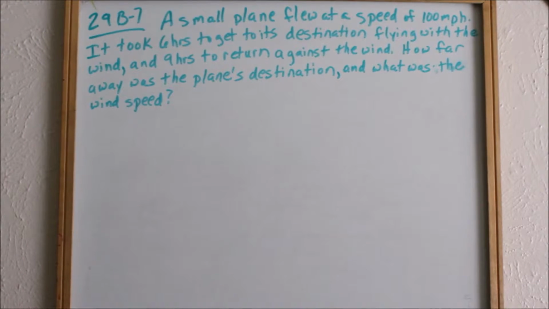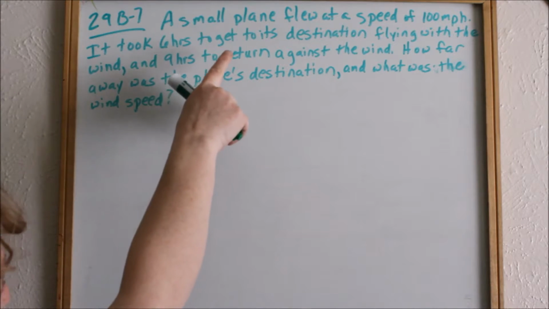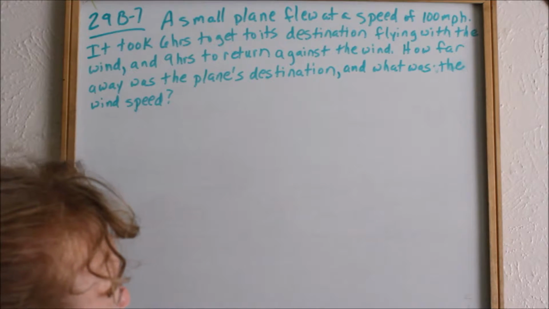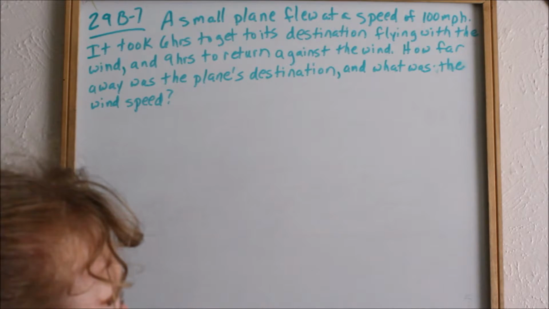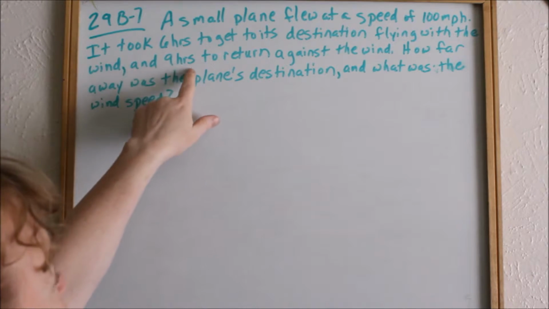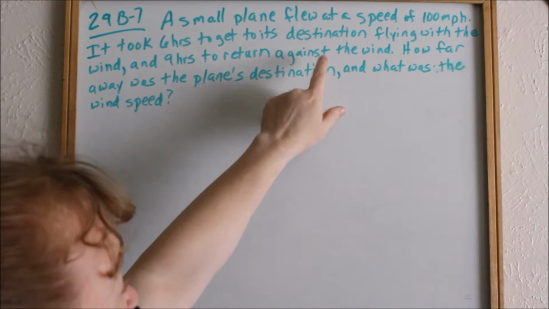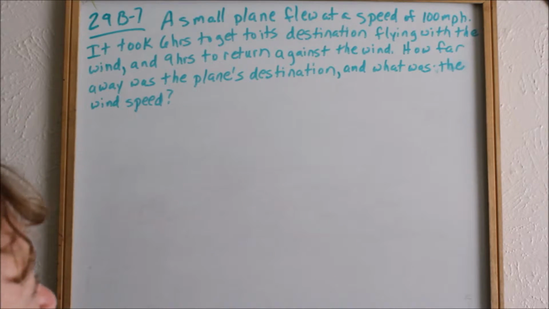Okay, we're looking at 29B, number 7. It's dealing with the plane going with the wind and against the wind. It's the same philosophy as a boat going with the current or against the current. Okay, so we have a small plane, flew at a speed of 100 miles an hour. It took 6 hours to get to its destination flying with the wind, and then 9 hours to return against the wind. How far away was the plane's destination, and what was the wind speed?